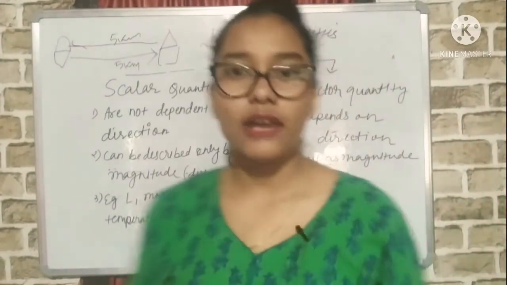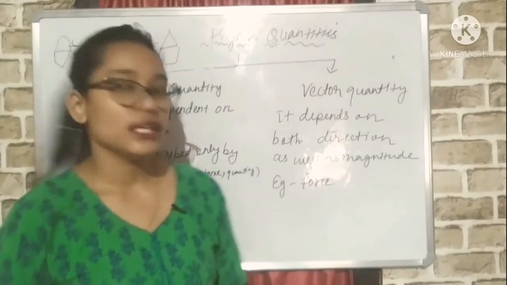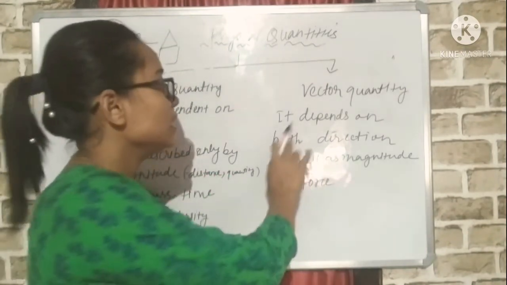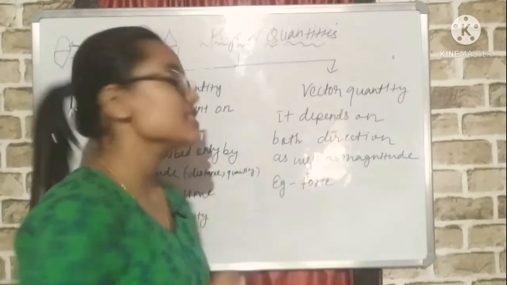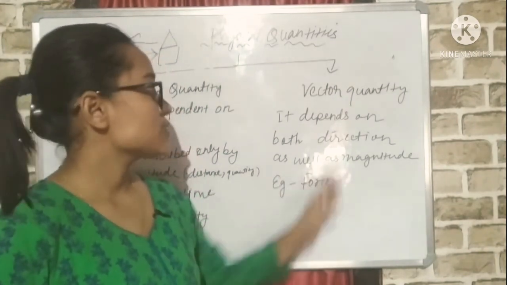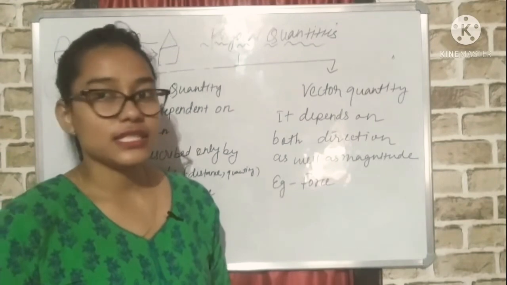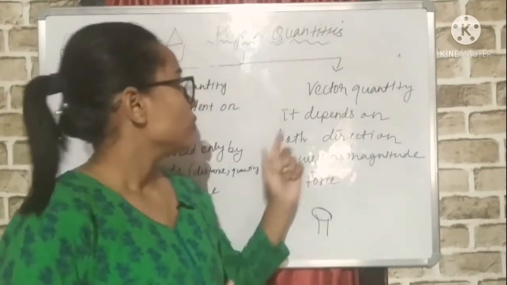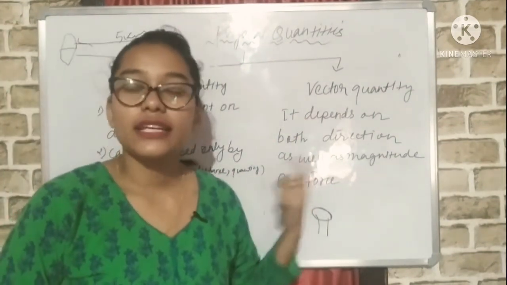Okay, now let us come to vector quantity. What happens in vector quantity, you see? It depends on both direction as well as magnitude. Example, force. So force is an example of vector quantity. Now let us take an example of why force is a vector quantity, why here direction matters.